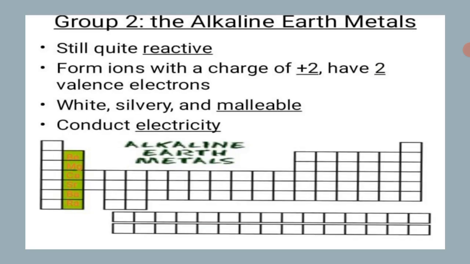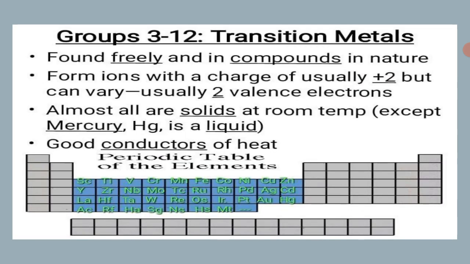The second group elements are also called alkaline earth metals. They are still quite reactive. They form ions with a charge of +2 and have two valence electrons. White, silvery, and malleable. They conduct electricity.